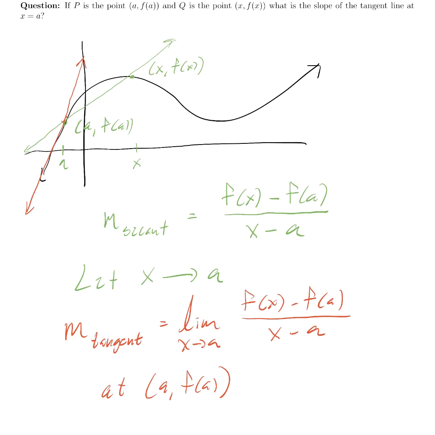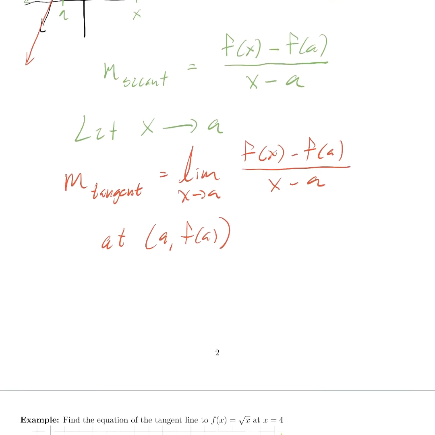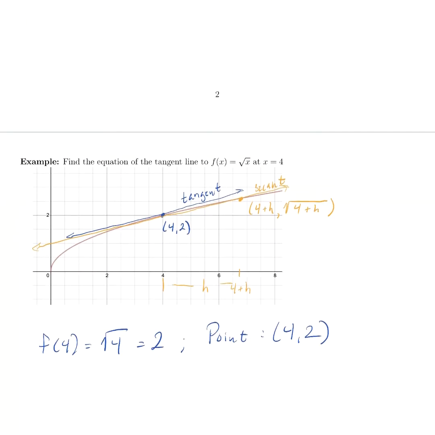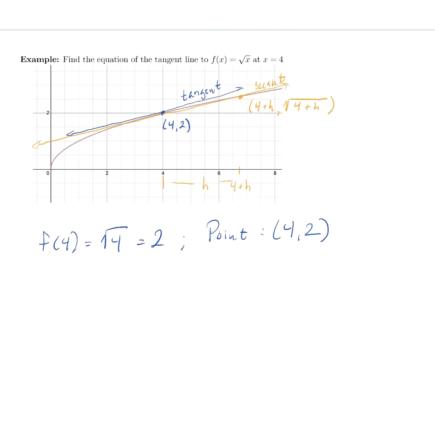Okay, so that's the one big idea. It's finding slopes of tangent lines. There's one way we can approach it. I'm going to change up the idea ever so slightly here and show you a second way that we can approach it. This one was hard to draw, but hopefully you get the idea. So this says find the equation of the tangent line to square root of x at x equals 4.